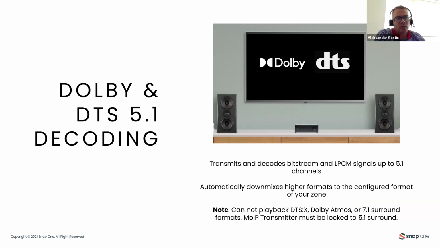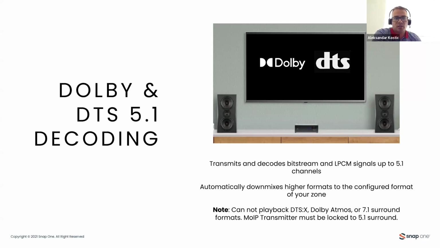The limitation of the maximum audio format on the audio amplifier, regardless of the number of zones, whether it is 6 channel or 12 channel, is always 5.1. You cannot get more from that. So that means it cannot play back Dolby Atmos, DTS:X, or 7.1 surround. If you have an audio format like that on the remote side, you should lock the MOIP transmitter to transmit up to 5.1 in order to be able to receive it on the MOIP amplifier side.